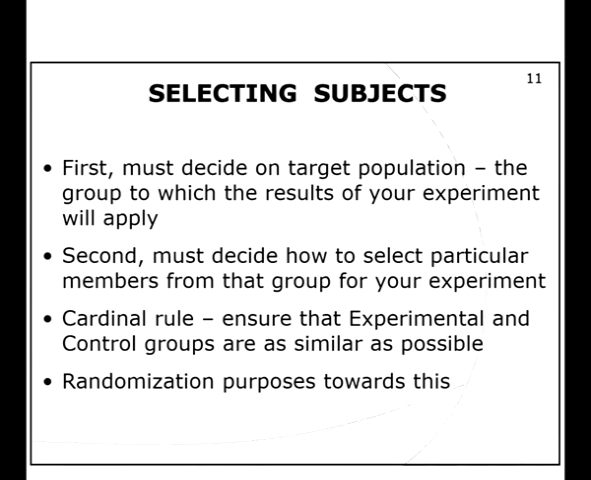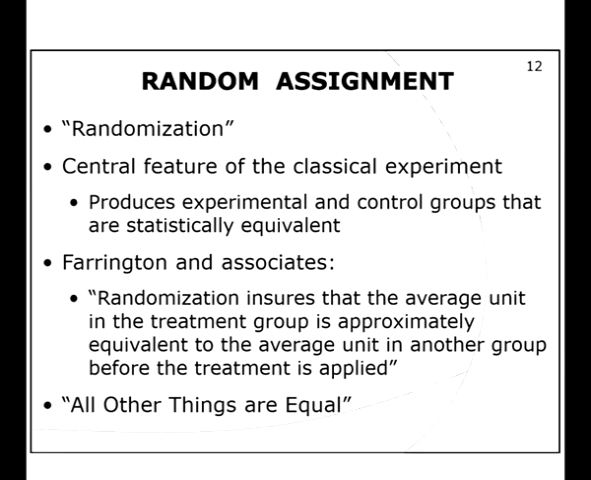So selecting subjects, you must decide on the target population, and particular members from that group for your experiment, and you want to make the control group and the experimental group as similar as possible. You don't want to have an experimental group with all men and a control group with all women, or age differences. You want to keep them as similar as possible. And usually people will use what is known as randomization, where you randomly assign people to control or the experimental group. And this is the central feature of the classical experiment.